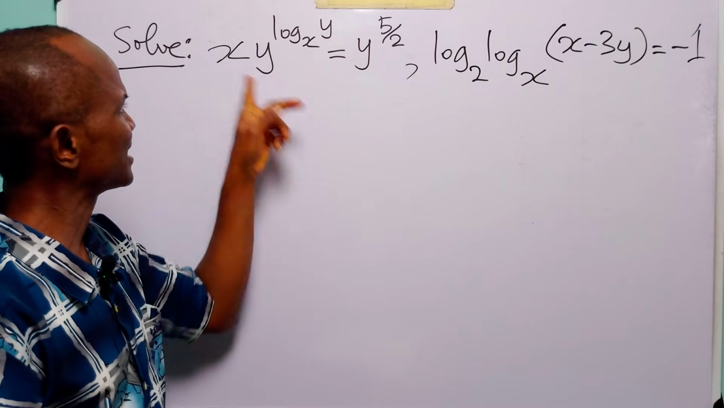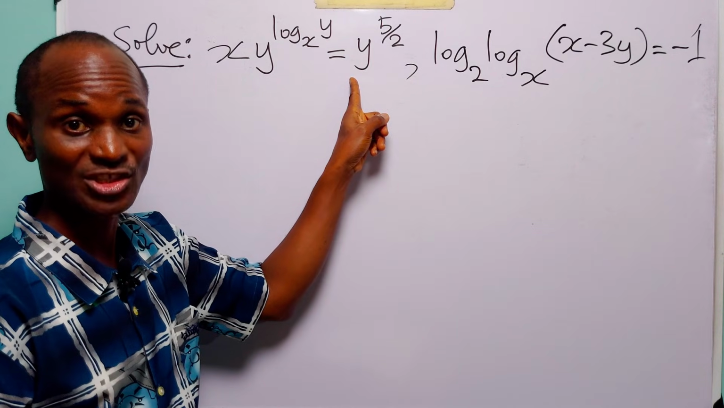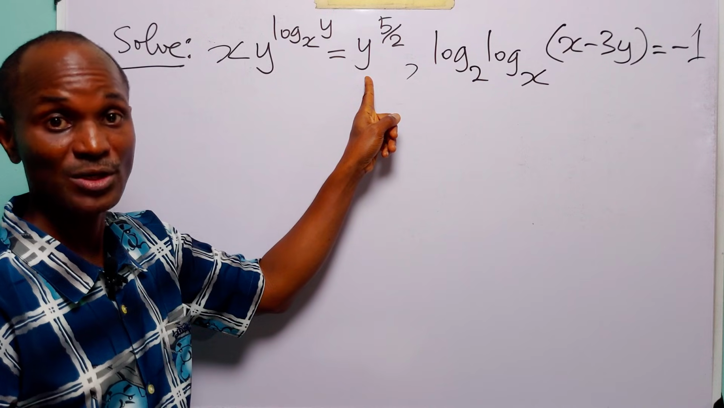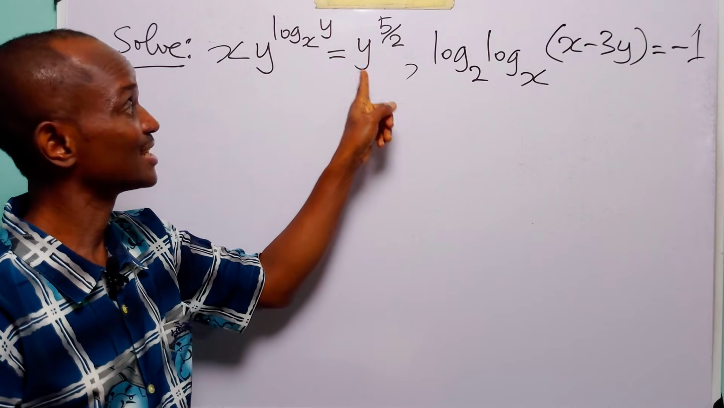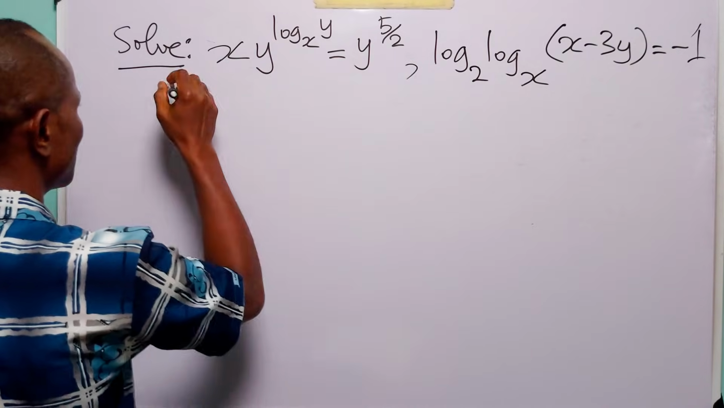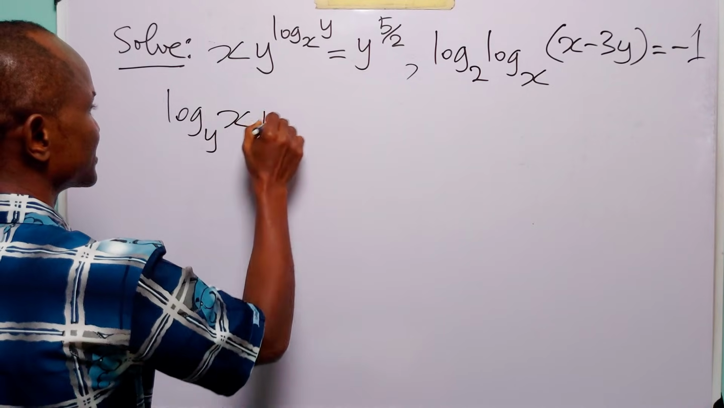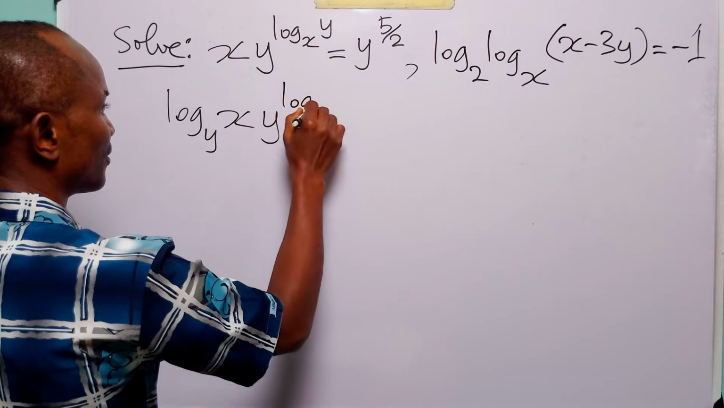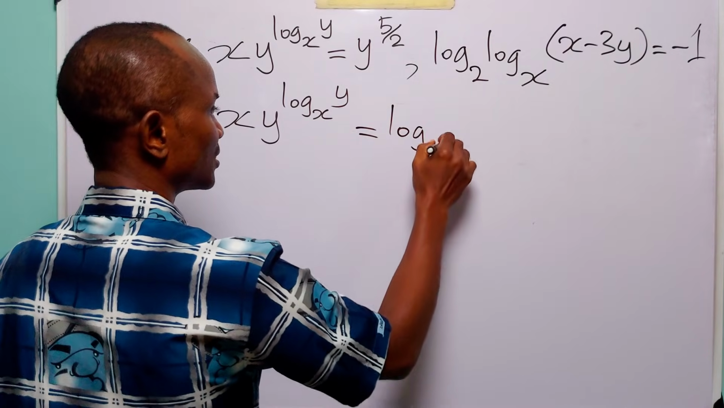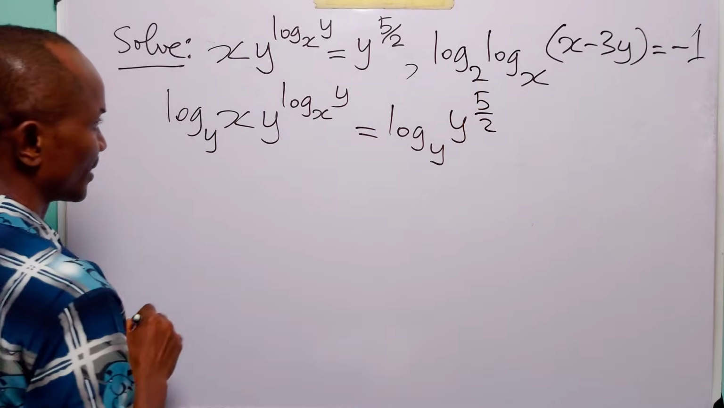And of course, as you might have guessed, what we do is to start by taking log of both sides of this exponential equation. And because of this term on the right hand side of the equation, we are going to take log to base y. So when we take log to base y of both sides of this equation, we have log to base y of x times y to the power log to base x of y is equal to log to base y of y to the power 5 over 2.